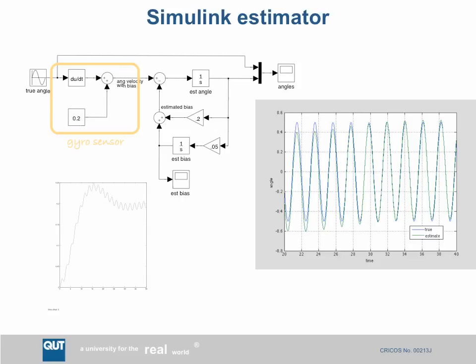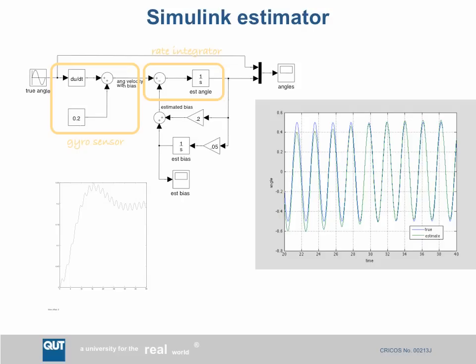This block up here is the rate integrator. So what I do is I take the output of the gyro, I subtract the bias, and where that bias comes from we'll talk about in just a moment. So I take the output of the gyro, subtract the bias, and then integrate it, and the result then is my estimate of the angle of the segue.